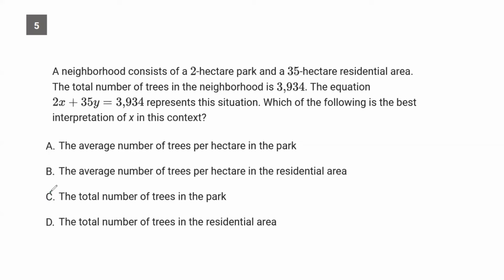It's not a check mark. It's going to be a cross through. Okay. And then 2 hectares. So 2 has to do something with the trees, the park, right? So the average number in the residential area doesn't make sense. And the total number of trees in the residential area also doesn't make sense. So it's going to be A.